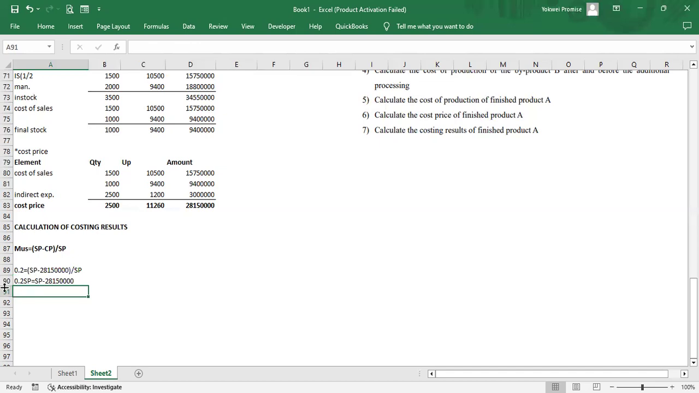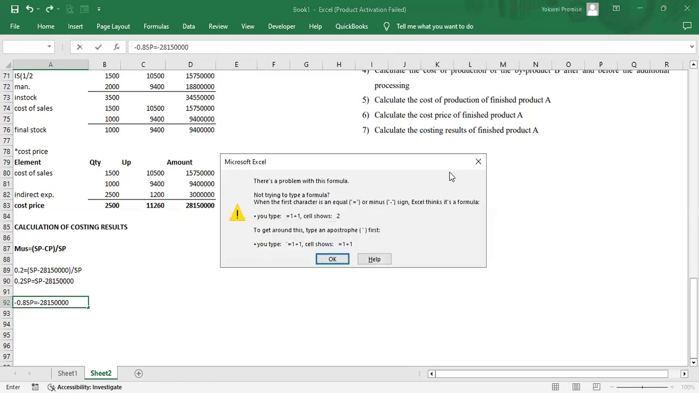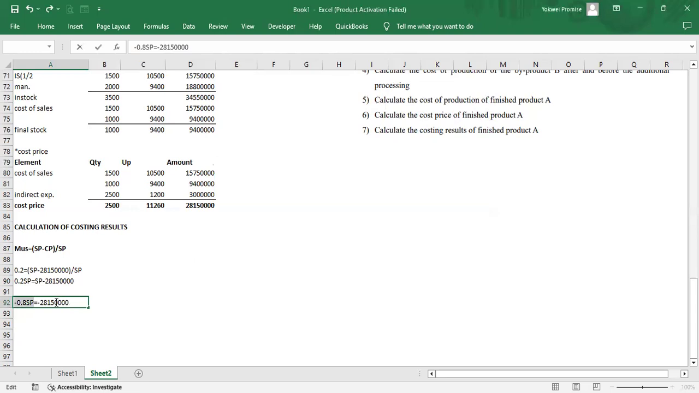So we'll send the selling price to the other side. It will be selling price, 0.2 minus 1, which is negative 0.8. So negative 0.8 selling price should be equal to negative 28,150,000.